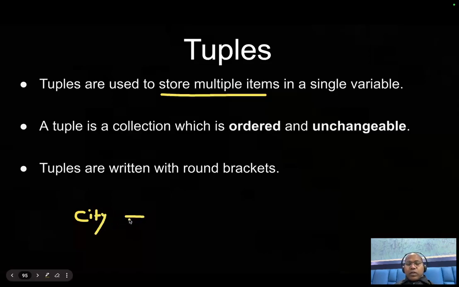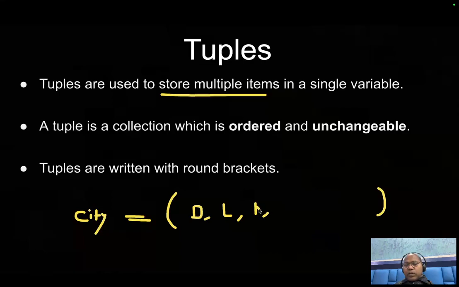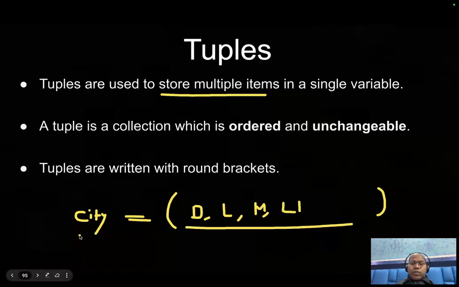A variable can hold a value, but here it does not hold only one value. You can mention a list of cities: Delhi, Lucknow, Madhya Pradesh, any number of cities you can put here. So this is storing multiple items or elements in a single variable. Now all these city names are referred to by the single city variable.